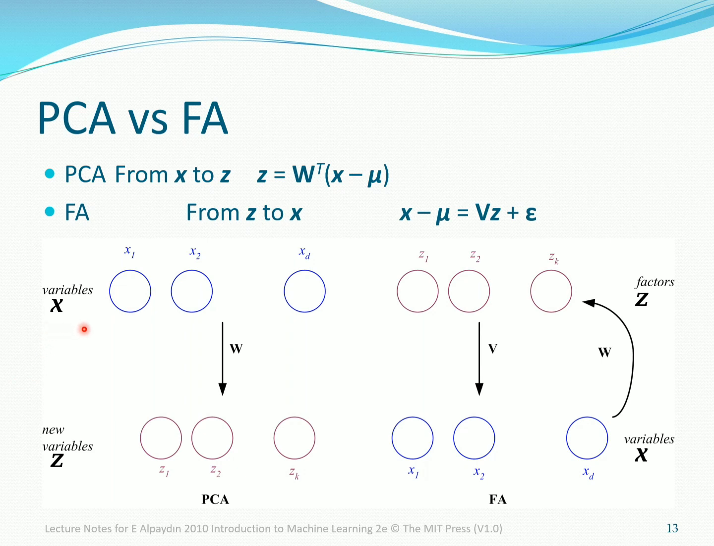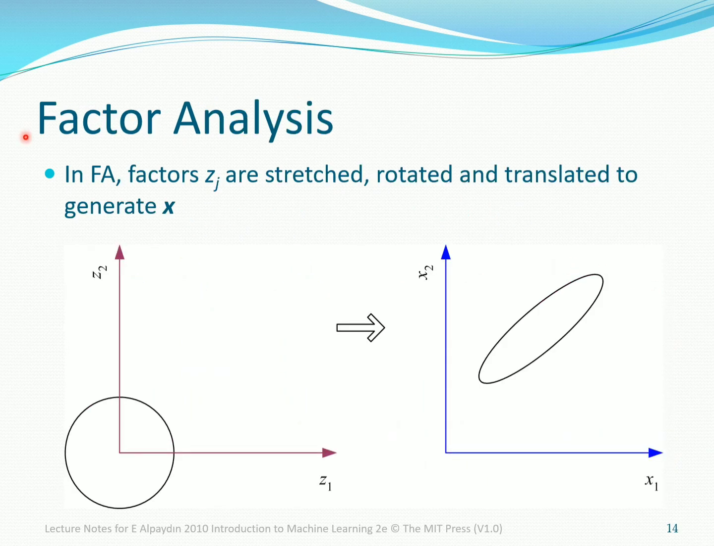Here the variable is x and the new variable is z. Here the variable is x and the factor is z. In FA, that is factor analysis, factors Zj are stretched, rotated and translated to generate x. You can see there is a circle, but it is stretched, rotated and translated to generate x, as in this figure.